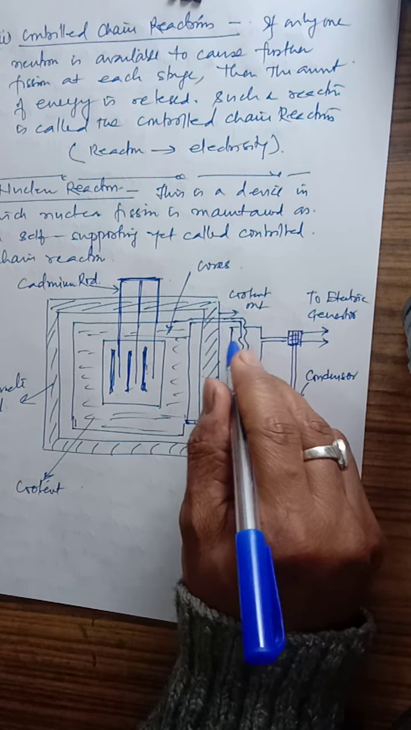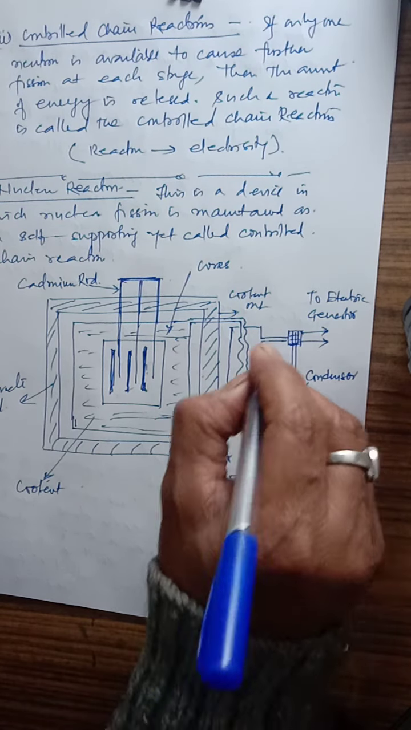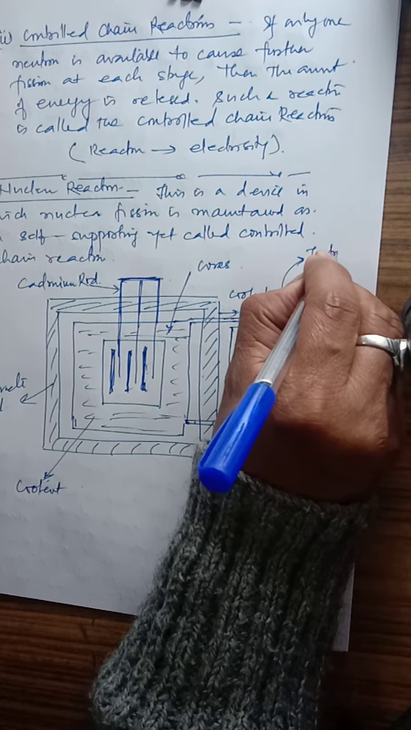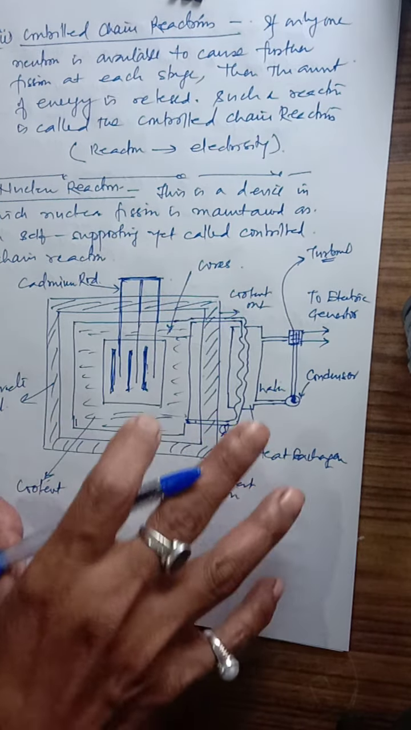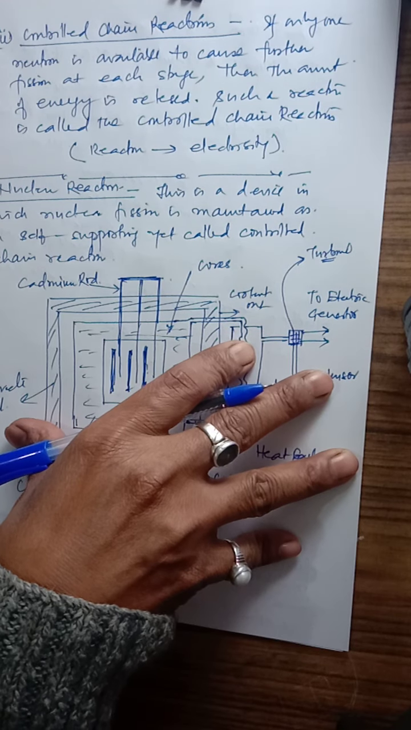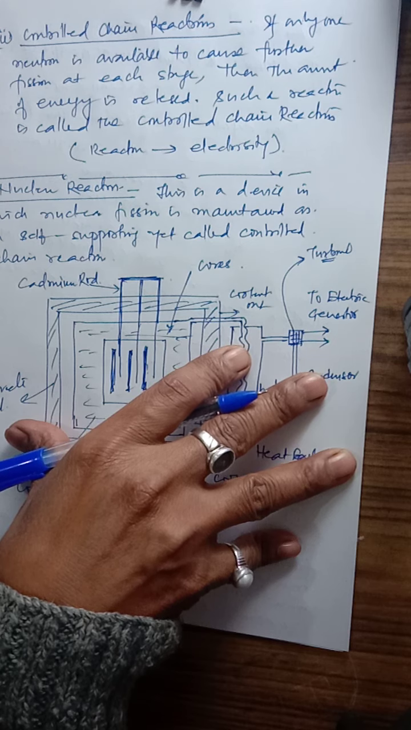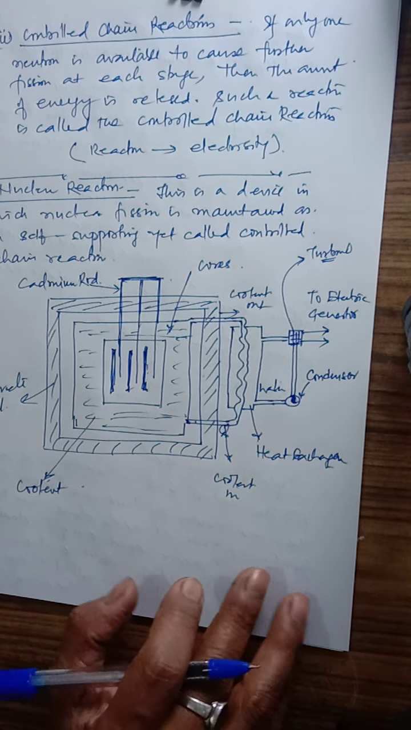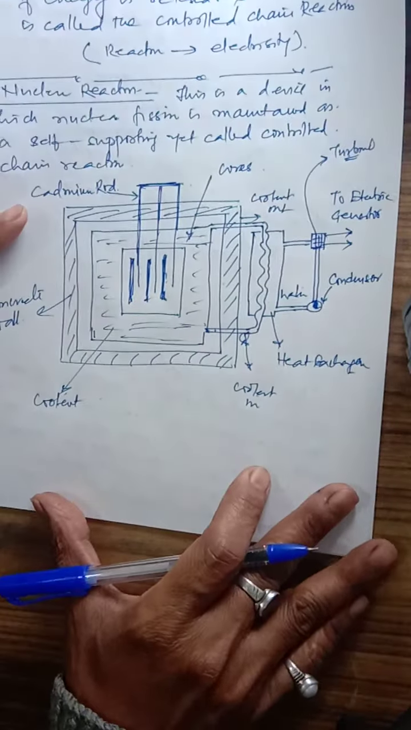So the temperature is going to be reduced. For that purpose we are going to use this water, and this is your turbine. So this is the sketch of the nuclear reactor. Now we are going to discuss the main parts of that one by one.